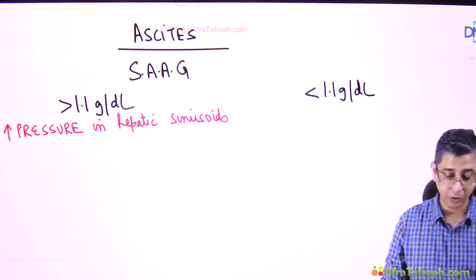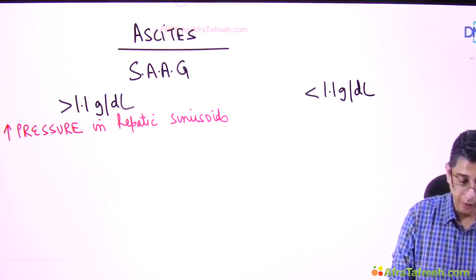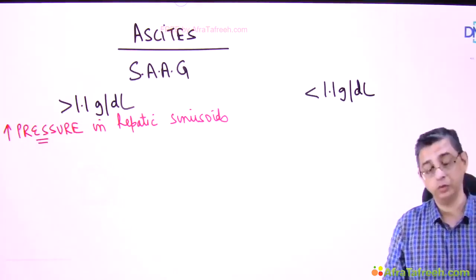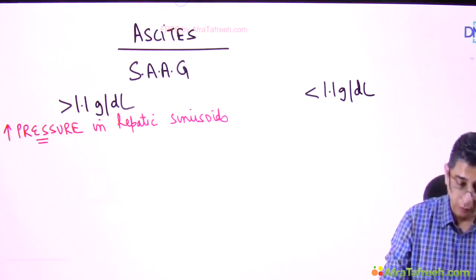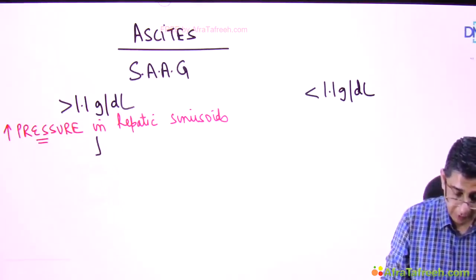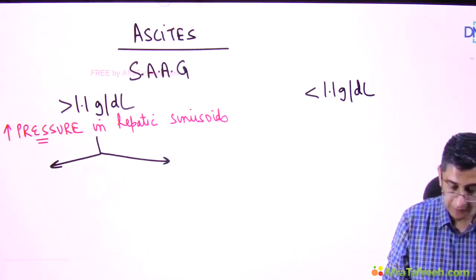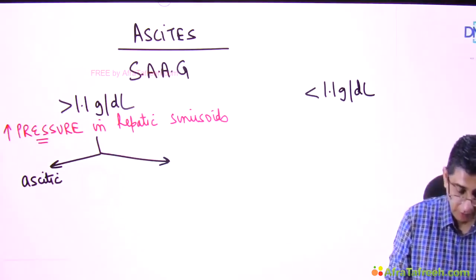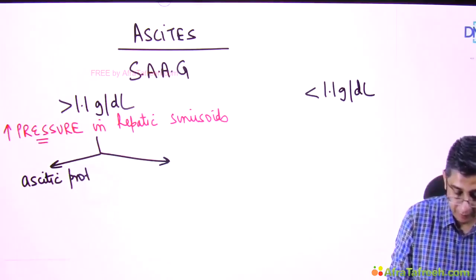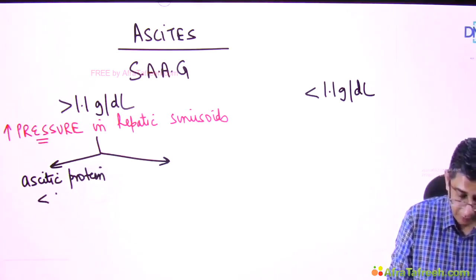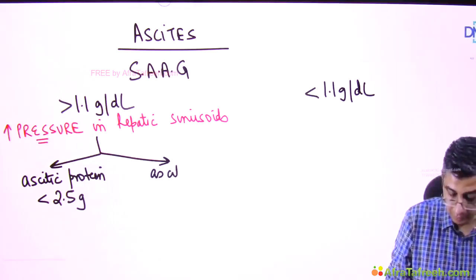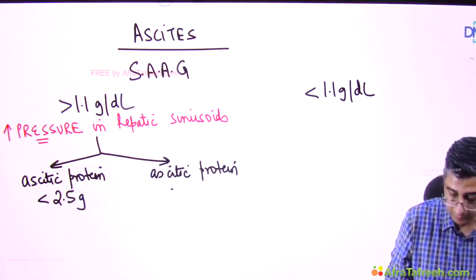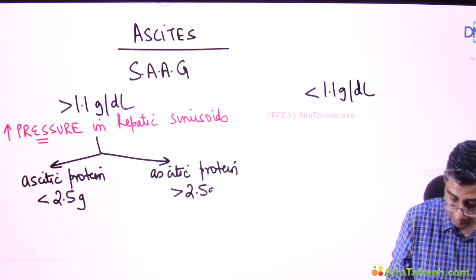So in all patients who are having increased pressure, that is portal hypertension, this value will be more than 1.1. Now what he has done is he has subdivided the discussion into two by the following aspects. He has said that you can also check for the protein in the ascitic fluid. The ascitic fluid protein can be less than 2.5, or the ascitic fluid protein can be more than 2.5. So let's look at what he means by this.